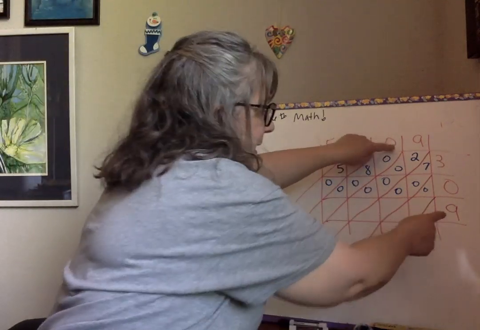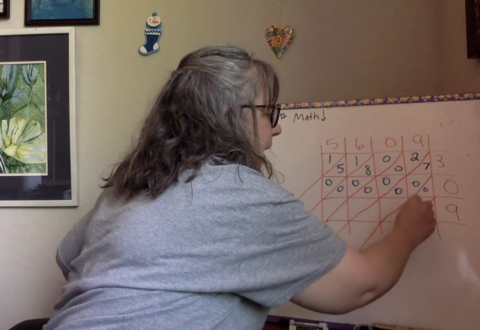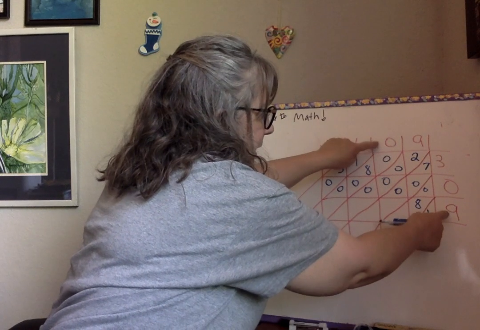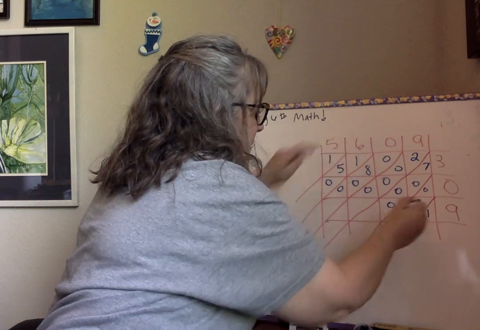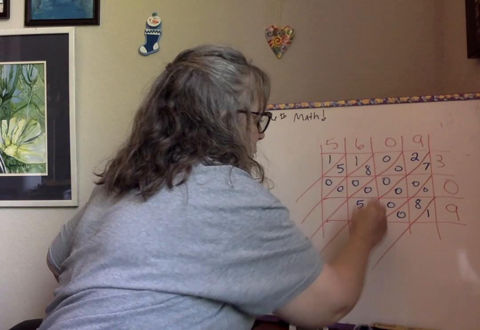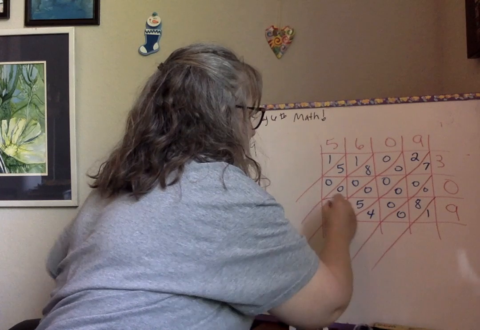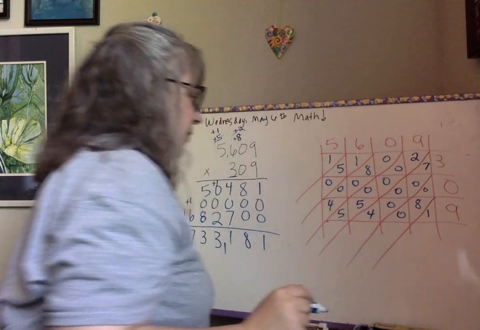Okay. Let's multiply our ones place. So 9 times 9 is 81. 9 times 0 is 0. Make sure you put 0 in both boxes. 9 times 6 is 54. And 9 times 5 is 45.